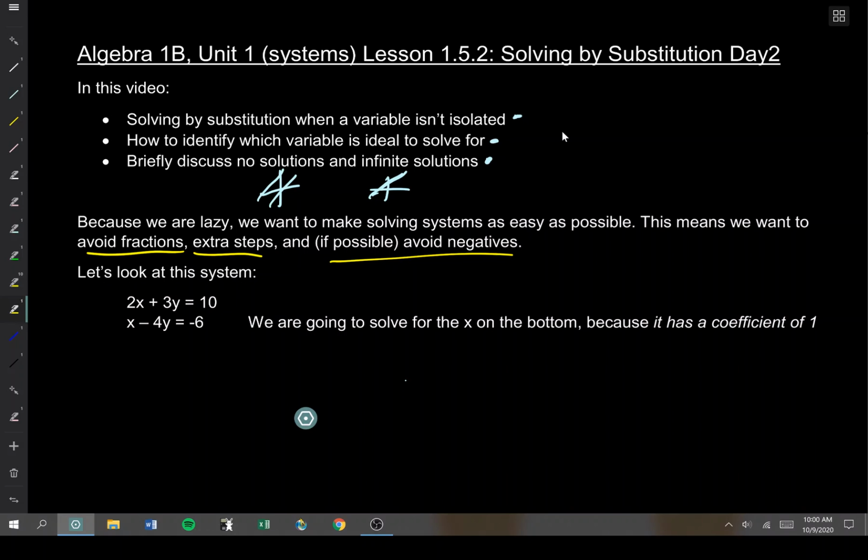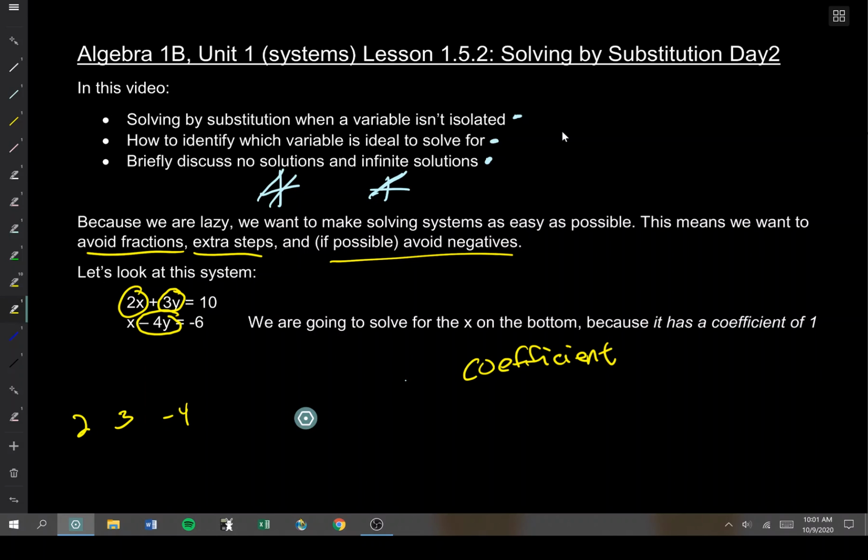I need to identify which variable is the best one to isolate, which means I have to solve for one of these variables. Now, we're going to rely heavily on this important word in math, which is coefficient. Coefficient is basically a fancy way of saying the number that multiplies a variable, or the number in front of a variable. So on this x, the coefficient is 2. And on this y, the coefficient is 3. And on this y, the coefficient is negative 4. And the fact that it's negative 4 is really important. Hang on to the negative part of that.